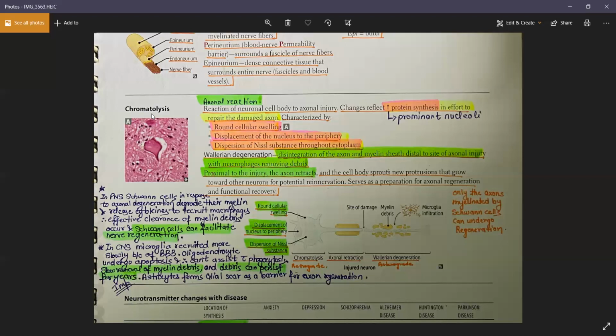And now what happens if this axonal cone, this regeneration cone which is formed, cannot find the distal part of the axon? What will happen to this cone? Does anyone know? It'll degenerate. No. It will form something known as the neuroma. It will become a mass. Okay, and this mass is known as the neuroma.